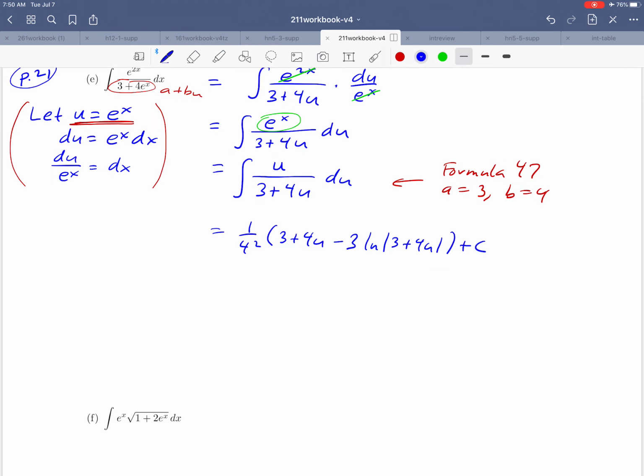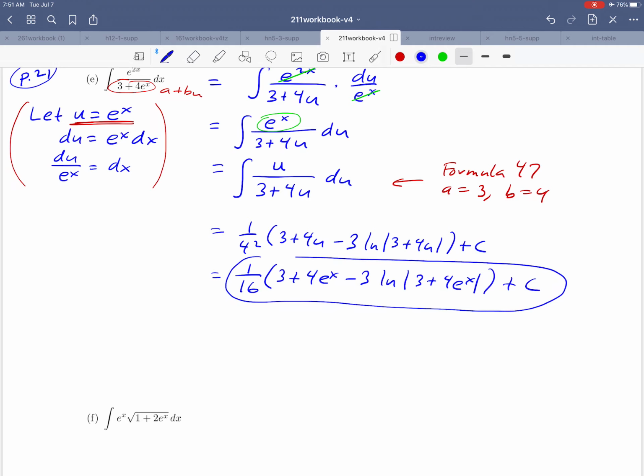Okay, and last step is just to simplify a little bit and substitute the u's back in. So let's see, 1 over 4 squared is 1 over 16, and then 3 plus 4u, but u is e to the x, minus 3 ln of the absolute value of 3 plus 4, and that u is e to the x again. Stick our plus c on and we are done. Okay, there's our antiderivative.